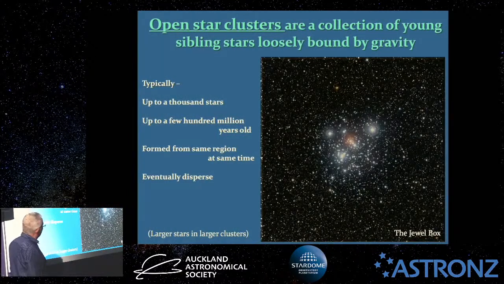And there's two main types of groups. Open star clusters, that's where you typically get up to about 1,000 stars or so. They're all very young, because they're massive stars, only a few 100 million years old. They all formed at the same time from the same cloud. They're almost like siblings, if you will, brothers and sisters. And they're all gravitationally bound still. But eventually, over a few million years, they do disperse and go their own way.